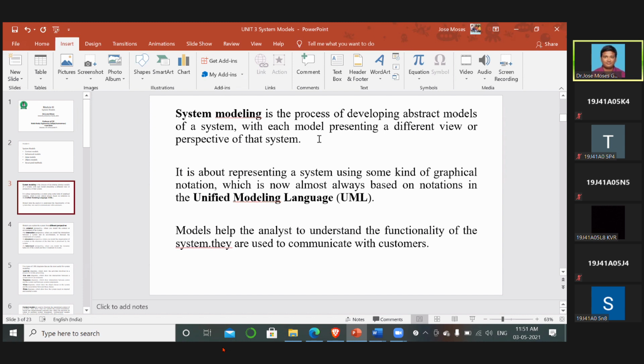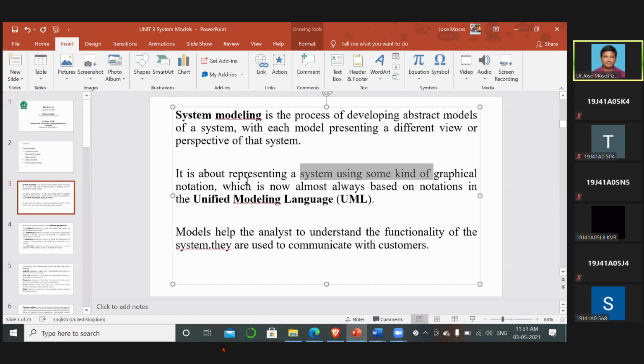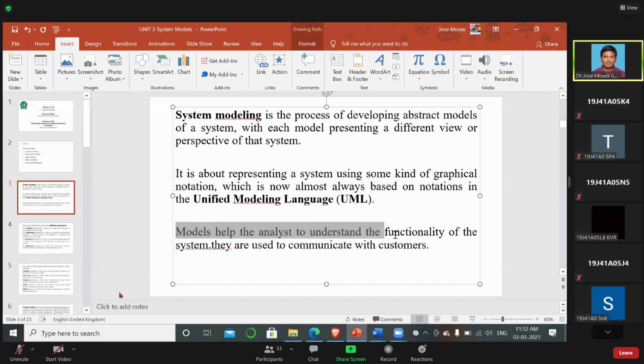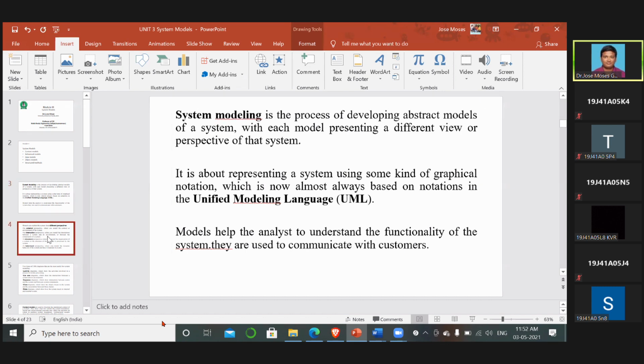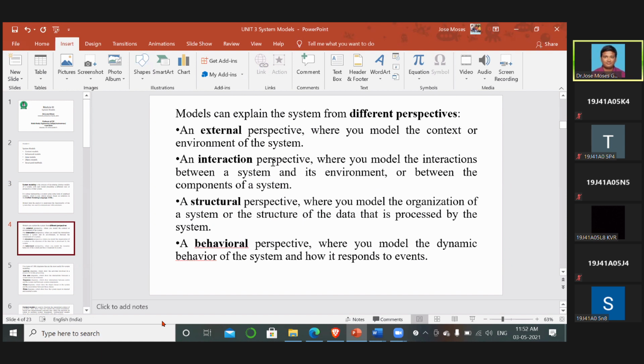In the pictorial or graphical representation, we will be displaying all the concerned subparts of the system, or the abstract models of a system, so that the analyst will understand what the model is going to do. So the modeling techniques, or system modeling, help the analyst to understand the functionality of the system. The basic idea of modeling is to enable the users, developers or analysts to understand the functionality of the system. So what are the different perspectives of how we can explain the models?